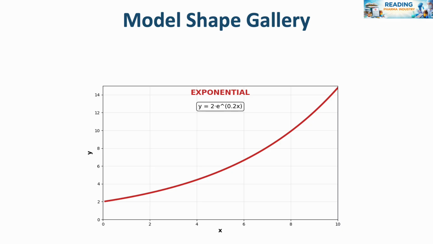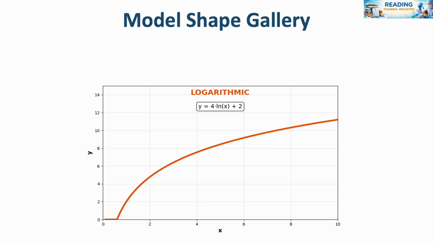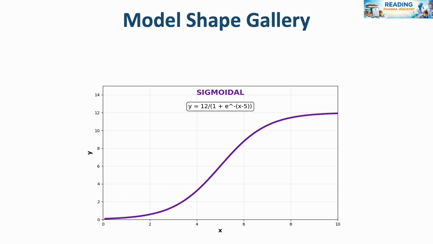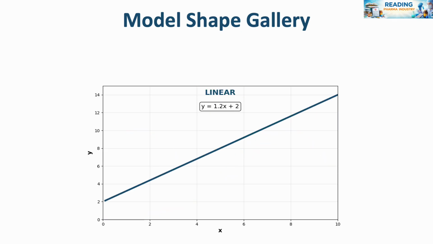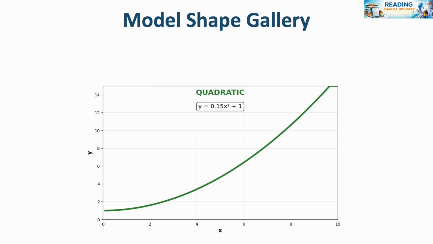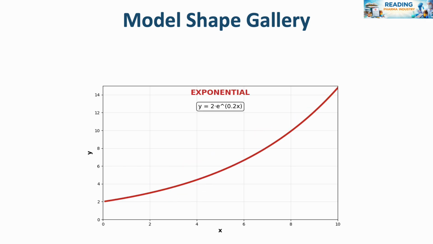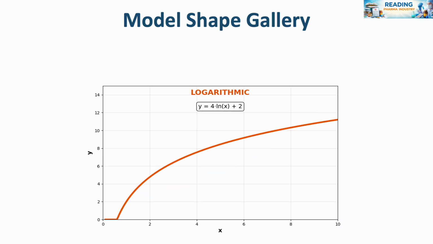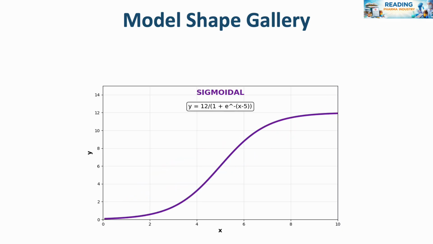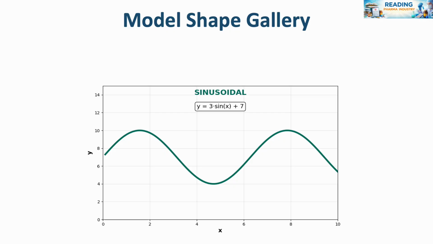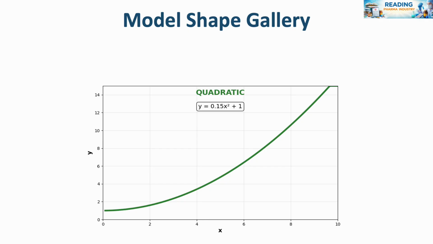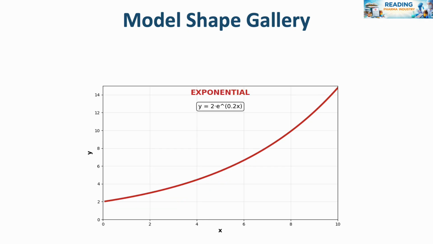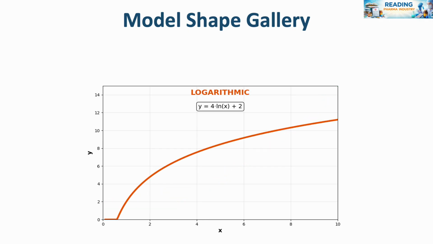Here is a visual gallery of all our model shapes. So we have linear, which we said is a straight line. Quadratic will give you a parabola. Exponential will show you rapid growth or decay. Sigmoidal will have an S-curve shape with limits. Gaussian is a symmetric peak, and sinusoidal is represented by oscillating waves. When you plot your data, just match the shape to this pattern.